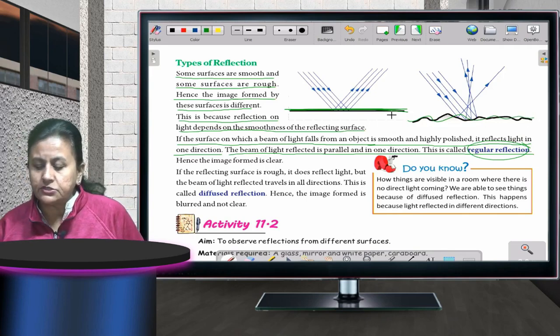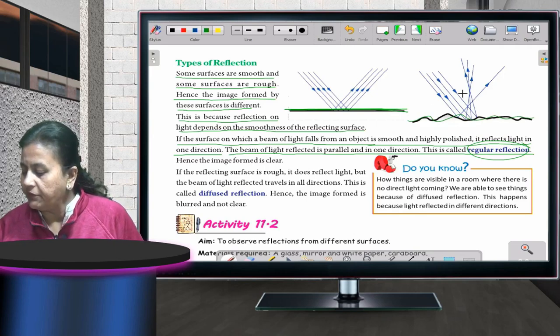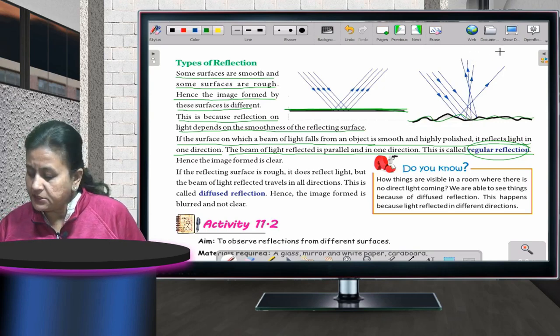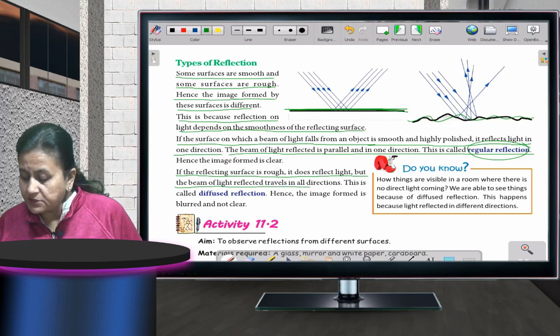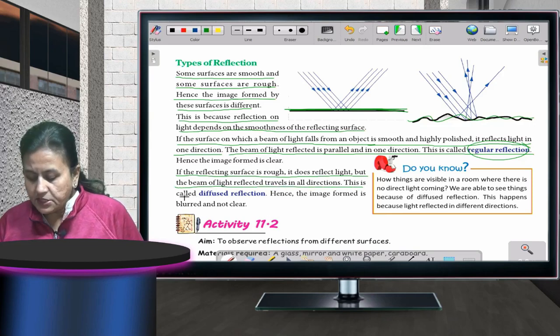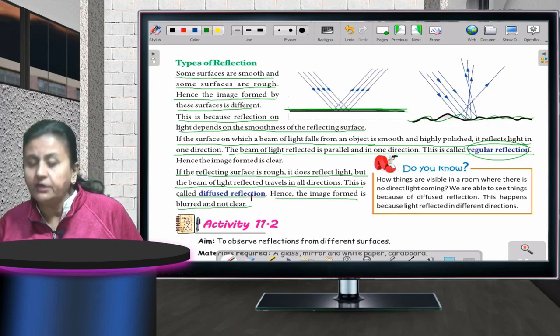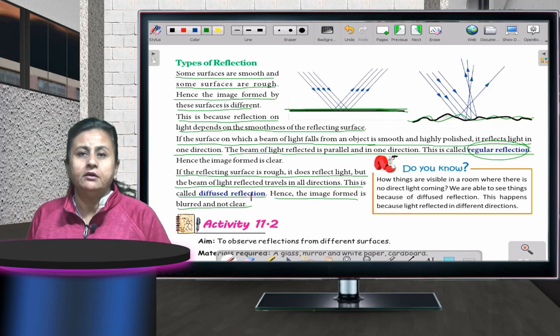On the other hand, if the surface is uneven and not smooth, the rays of reflection are not regular here, they are diffuse. If the reflecting surface is rough, the beam of light reflected travels in all directions. This is diffuse reflection, and hence the image formed is blurred and not clear. In case the surface is not smooth, the image formed won't be clear. Fine, children?